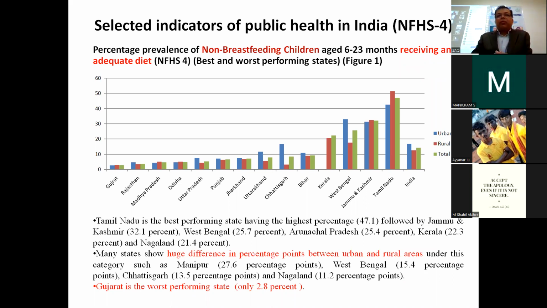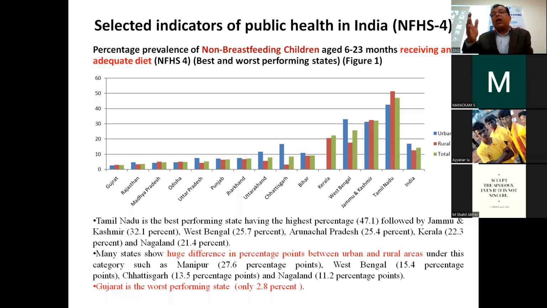Now, what is the prevalence? And there are very disturbing figures. Some of the best performing and worst performing states are there. You see, states like Gujarat, Rajasthan, Madhya Pradesh, Odisha, Uttar Pradesh, Punjab, Jharkhand, Uttarakhand, Chhattisgarh, Bihar, they are all performing very poorly, right? In providing an adequate diet to the non-breastfeeding children. Now, this is a serious cultural issue. This is a serious social issue. It's not about availability, because across the economic groups, the problem is prevailing.